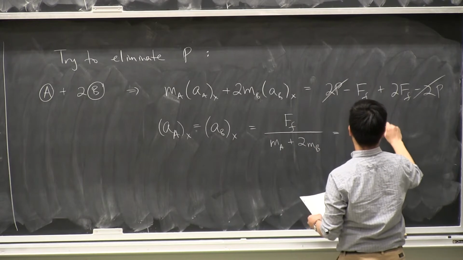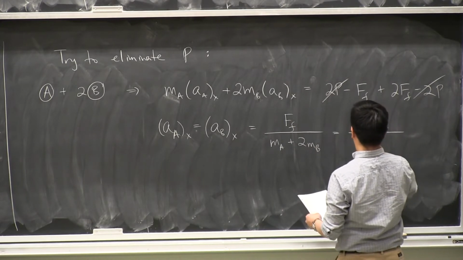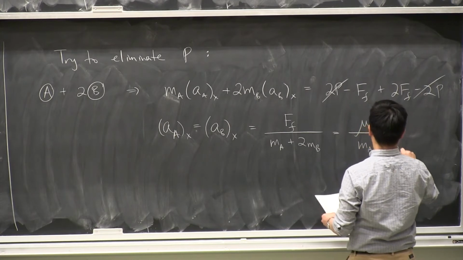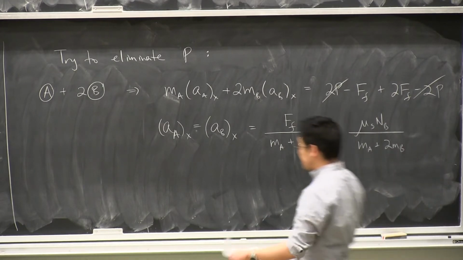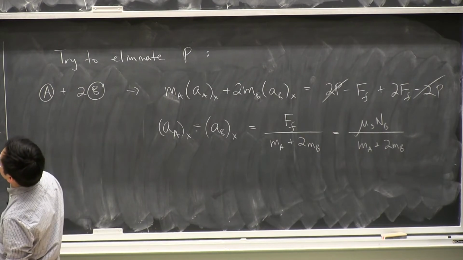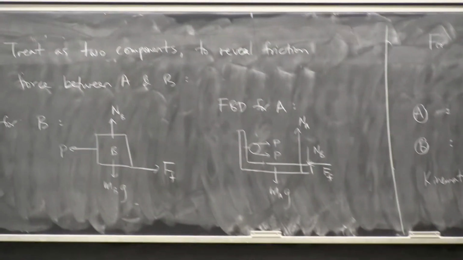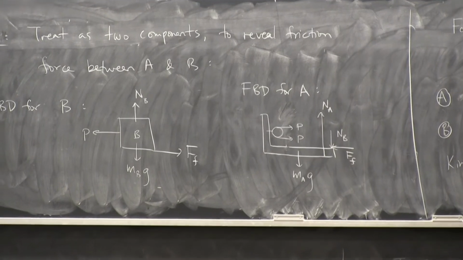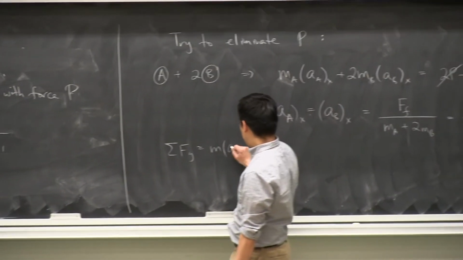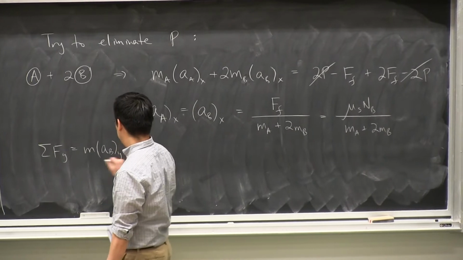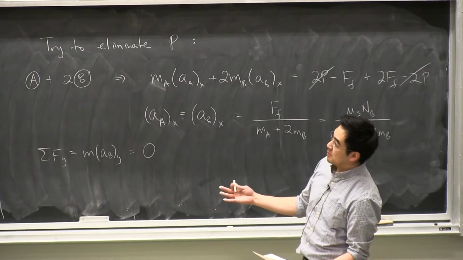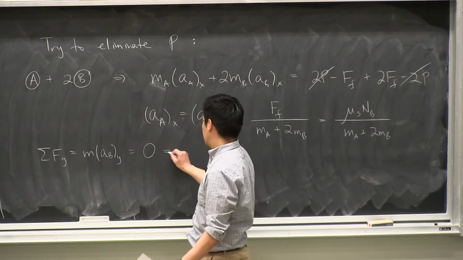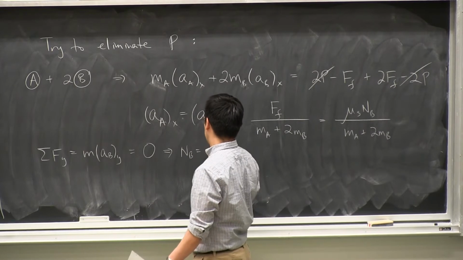Mu S and B, MA plus 2MB. And then it looks like I need NB. What is NB equal to? NB must be like this. Sum of forces in the Y for MB, A B Y must be equal to 0 because the object is not moving in the y direction. So NB is equal to MBG.